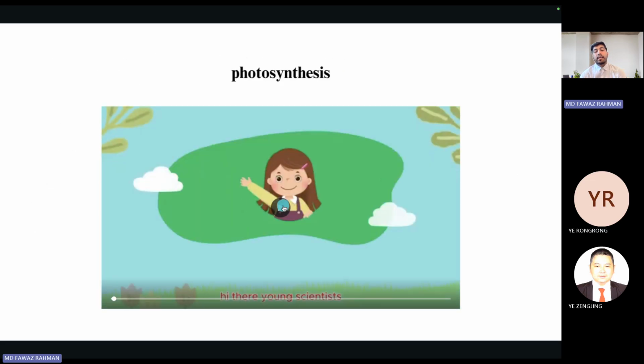There is an example using the theory of Bloom's taxonomy: photosynthesis. So there's a short video. I'll show you the example, then I will discuss it.